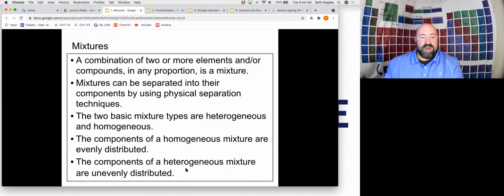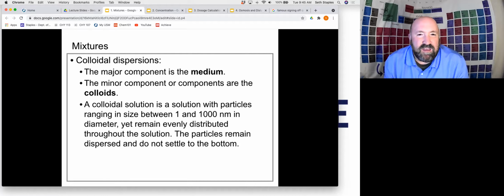We also have mixtures that we call colloidal dispersions. The big difference here is that a colloidal dispersion is probably going to look fairly cloudy. In colloidal dispersions, the major component, which you have the most of, is called the medium. The minor component, which you can think of as what's being dissolved, although it's not really dissolving in there, is called the colloids.